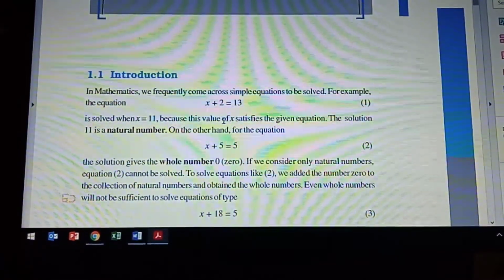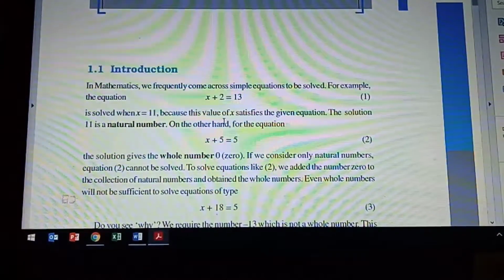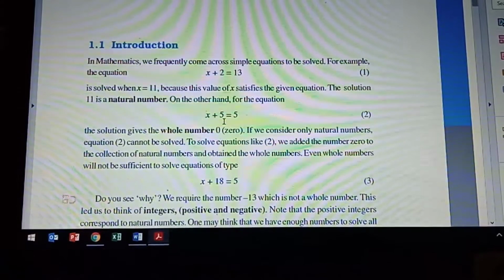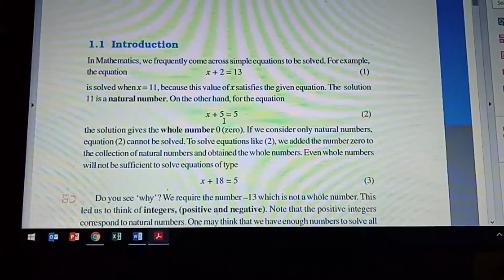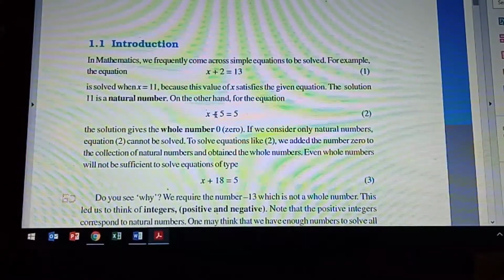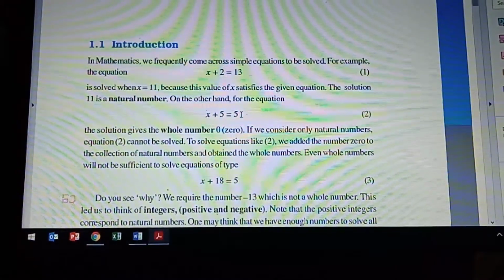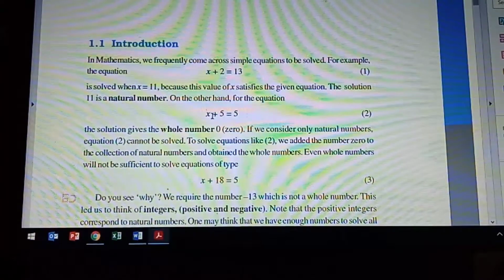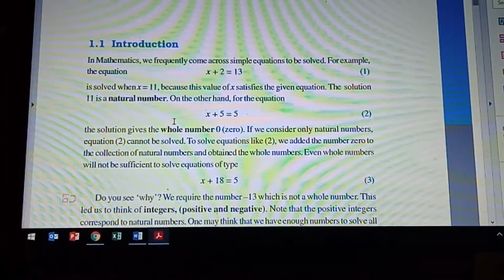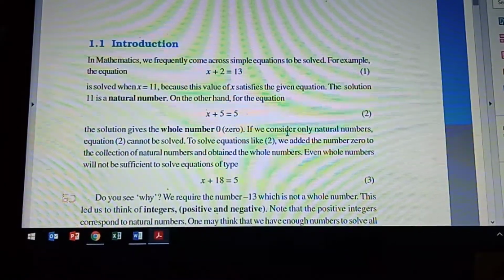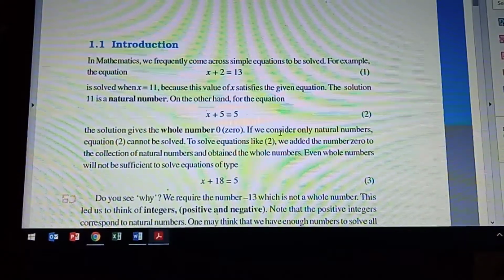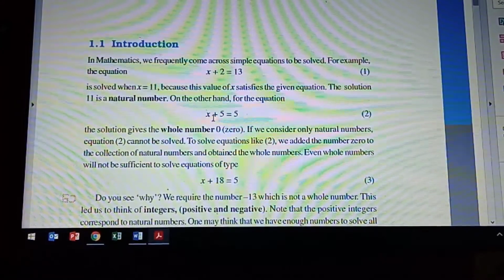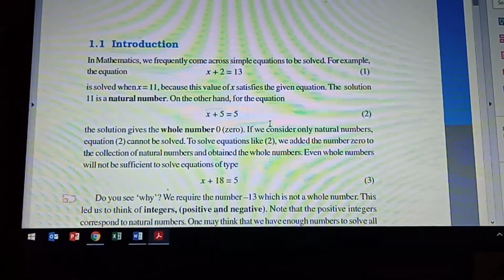On the other hand, for the equation x plus 5 equal to 5, what should be the solution? Then plus 5 will be moved to the other side, and the answer of x will be 0. So the solution is the whole number 0. If we consider only the natural numbers, equation 2 cannot be solved.